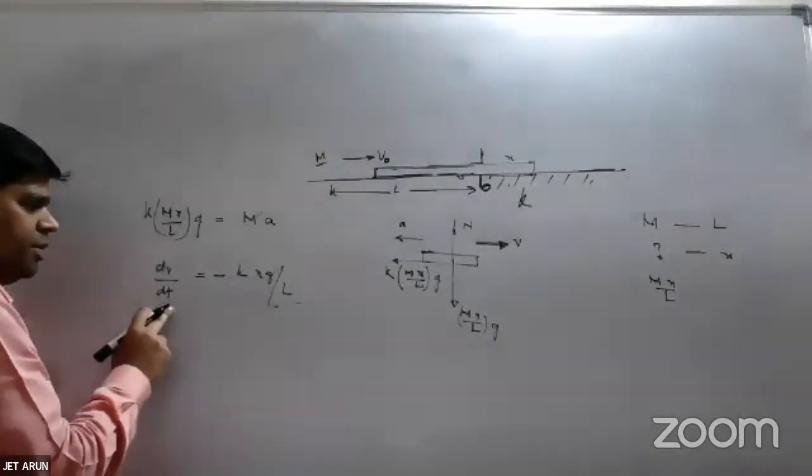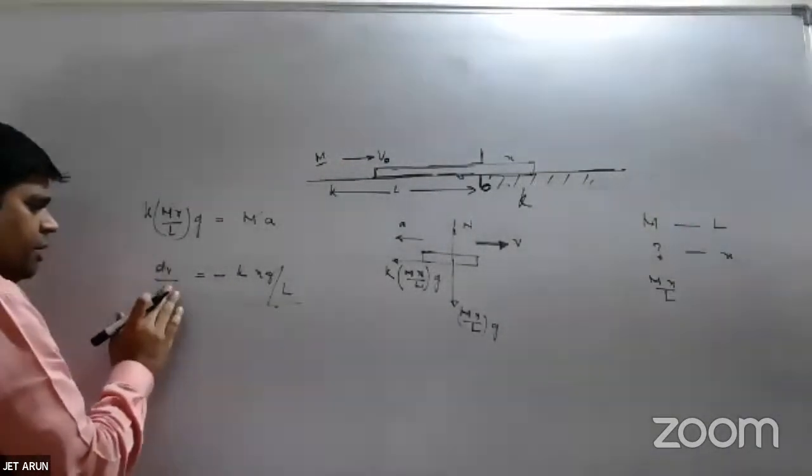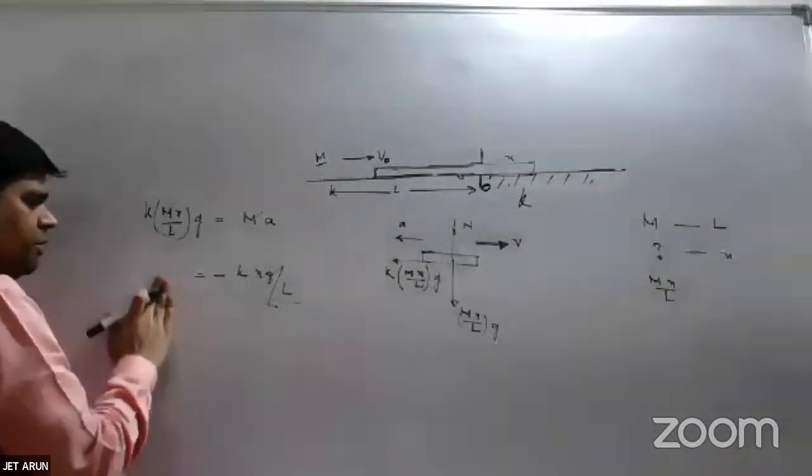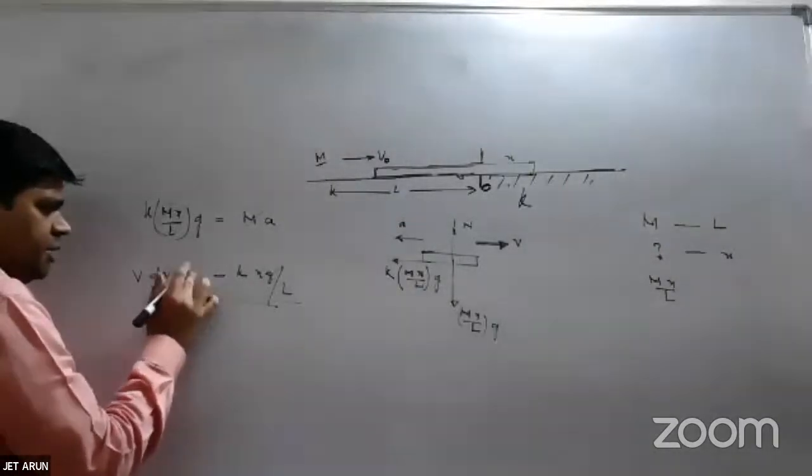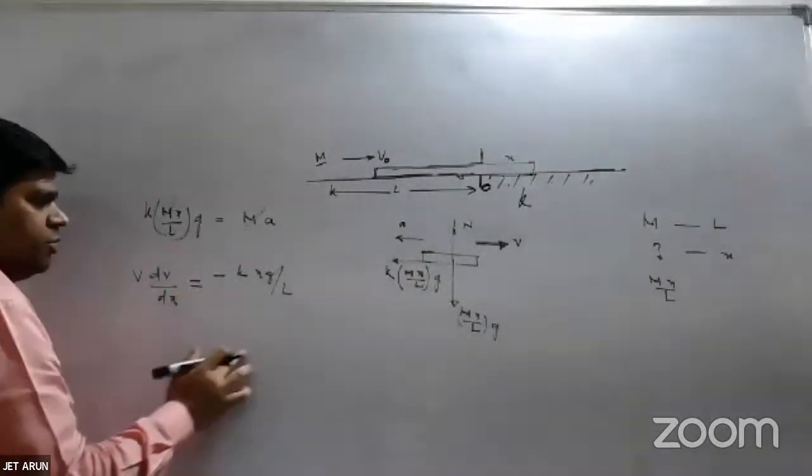So what I'll do now is I'll write v dv by dx is equal to minus mu x g by L.